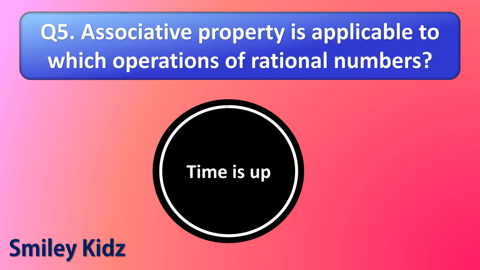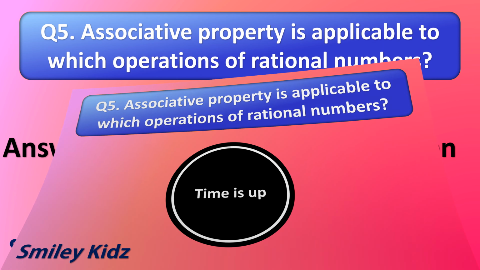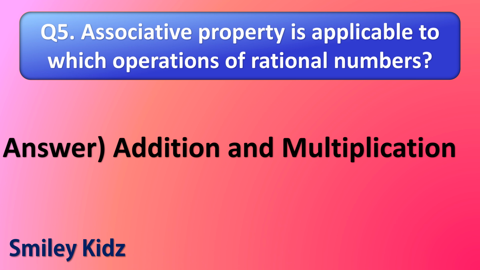Your time is up. And the right answer is addition and multiplication. Isn't it an easy question? Associative property is applicable to addition and multiplication of rational numbers.